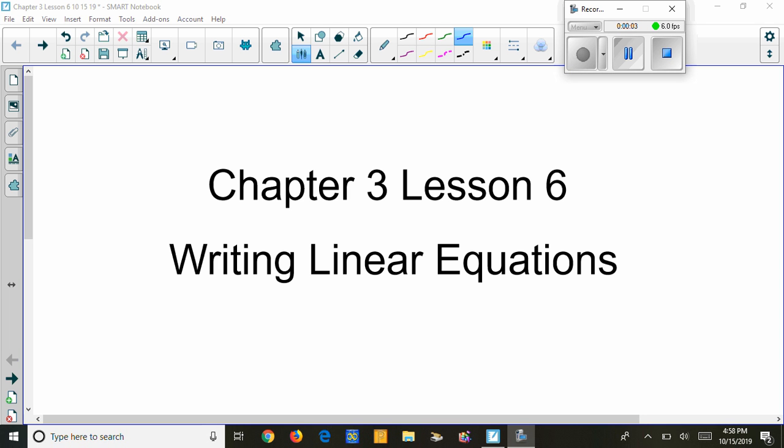Chapter 3, Lesson 6, we're going to focus back in on writing linear equations. We're going to learn the third type of linear equation. We'll look at when each equation is appropriate, and then we'll practice using this new form of the equations.